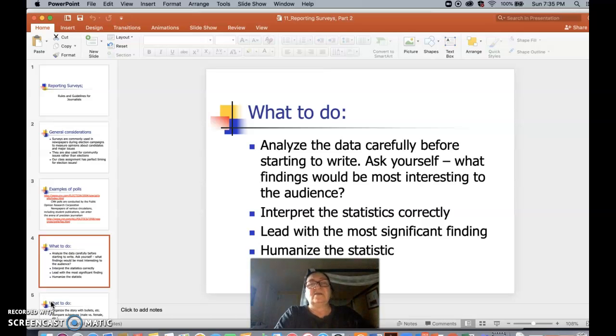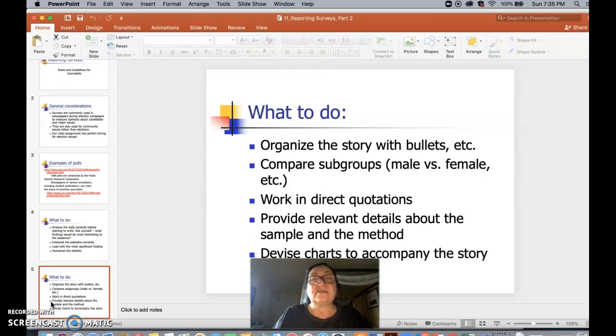So what do you do when you get your polls back, when you get your results back? Analyze your data carefully before starting to write. Ask yourself, what would the findings mean, and what would be the best part of the findings? What is the most interesting result? Then you need to interpret the statistics correctly. Don't make assumptions. Be very accurate with them. Lead with the most significant finding and try to humanize the statistic. Translate it into what it means for the average person. Once you have done that, analyze the statistics and make sure that you're not misinterpreting the numbers.